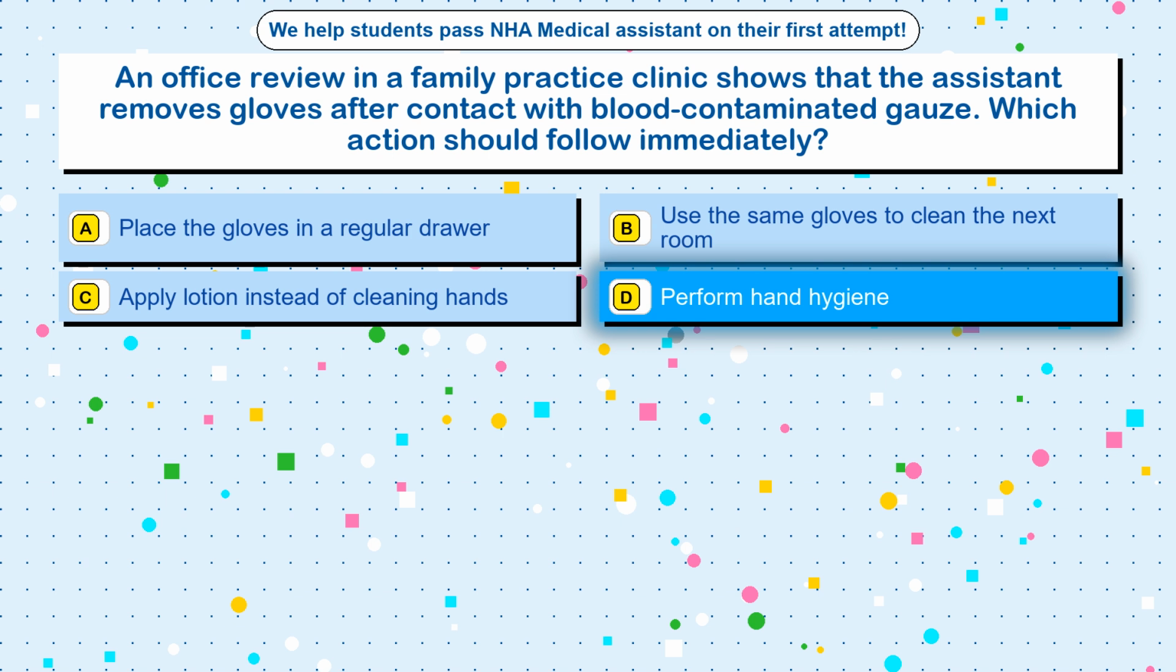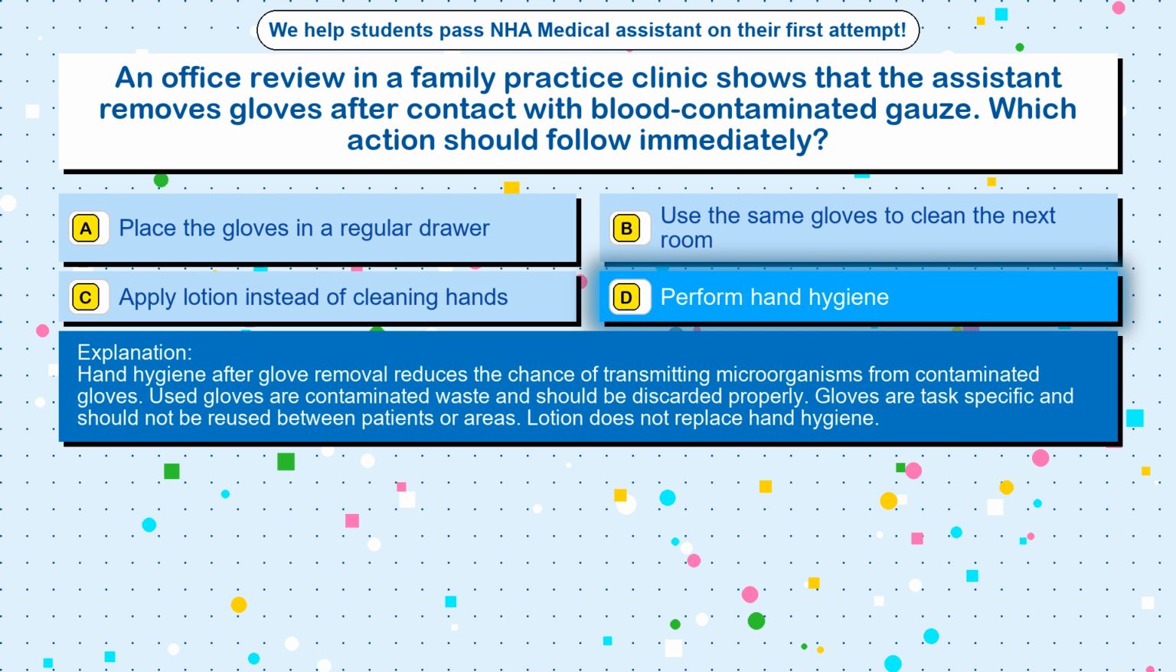Perform hand hygiene. Hand hygiene after glove removal reduces the chance of transmitting microorganisms from contaminated gloves. Used gloves are contaminated waste and should be discarded properly. Gloves are task-specific and should not be reused between patients or areas. Lotion does not replace hand hygiene.